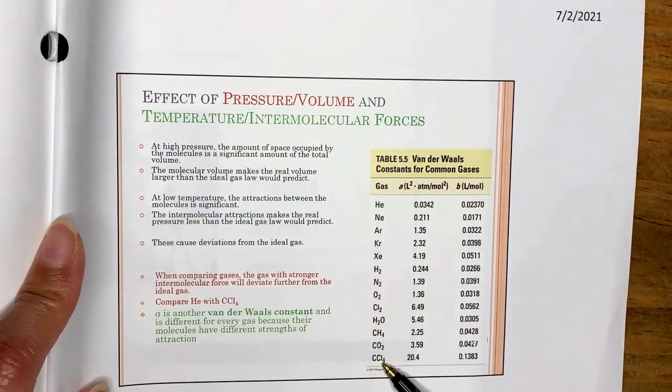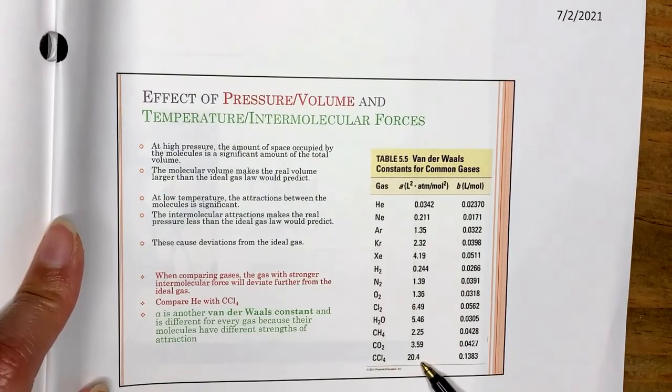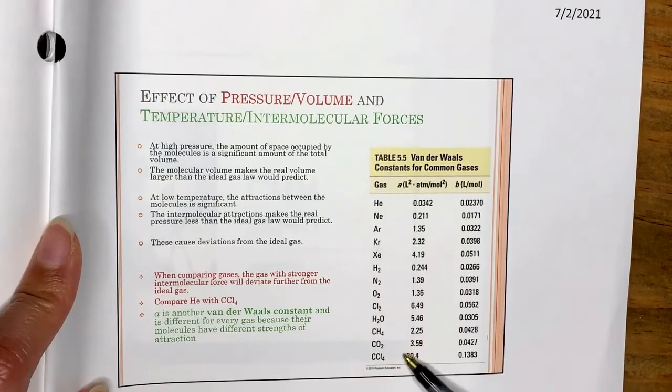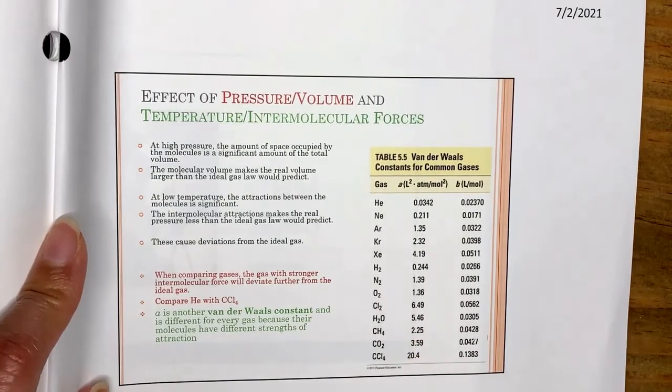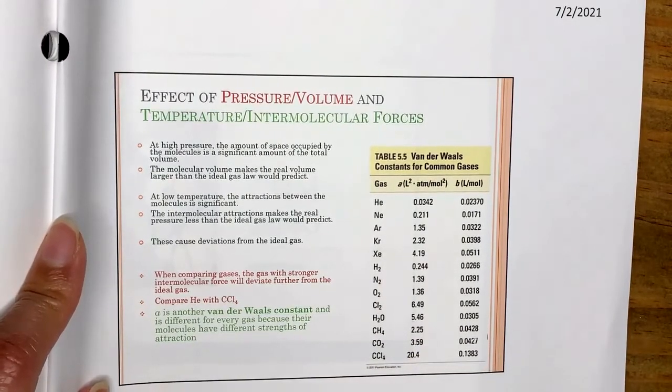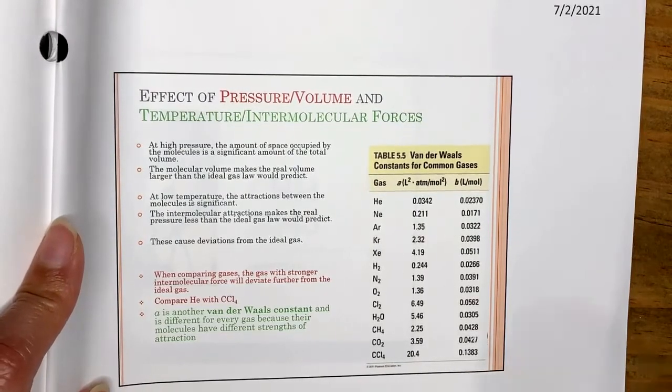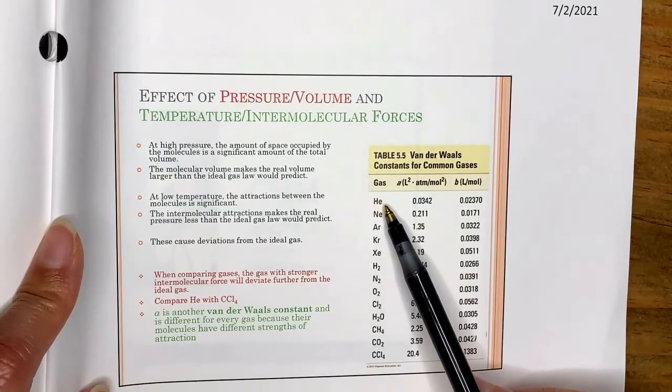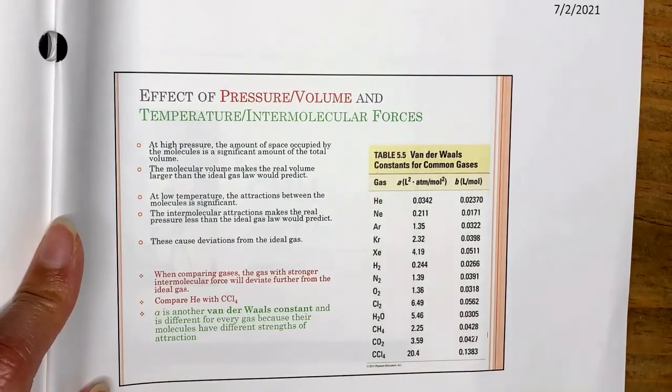And then there's some of these other ones like CCl4 gas. It's like 20.4. That one really loves to interact with each other. Okay, so the bigger this van der Waals constant is, the more interaction they have from one gas to another gas, the less ideal it will be. So who is the most ideal gas? Probably in this list, based on that attraction, helium will be the most ideal.